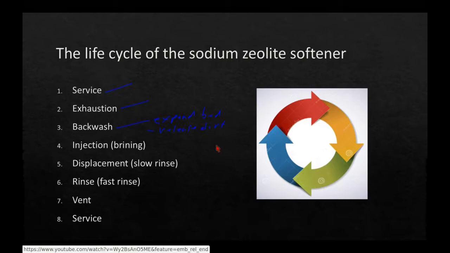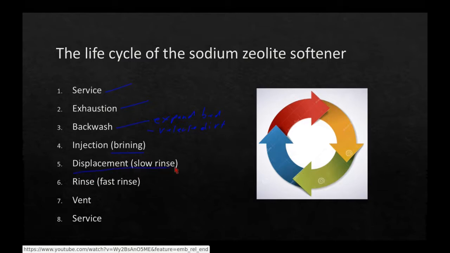And the whole idea here is we're trying to expose the maximum surface area of the beads so that once we start adding the brine and regenerating it, then the entire bead surface can be exposed to the regenerant material. So if it's sodium chloride, then we want everything exposed to sodium.